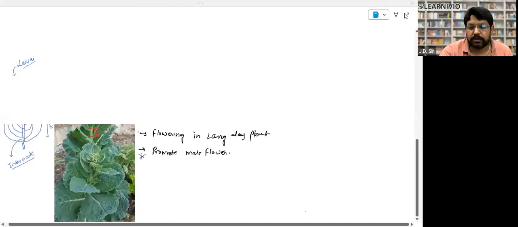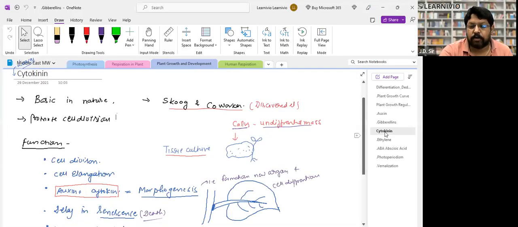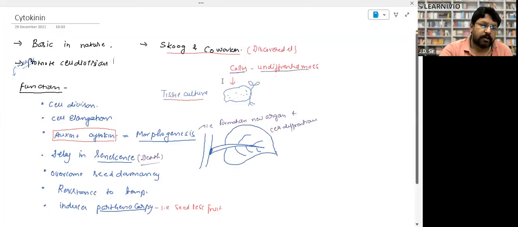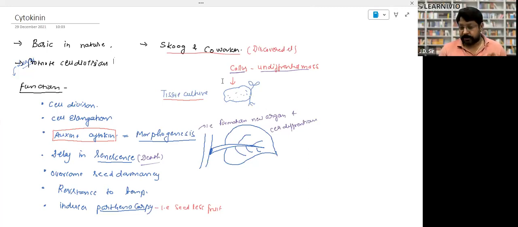Now the next hormone is cytokinin. As gibberellin was acidic, cytokinin is quite different from gibberellin. It is basic in nature. Auxin is responsible for increasing the length of the cell, but cytokinin is responsible for cell division. If you spray cytokinin, it will start cell division. Cytokinin was discovered by Skoog and his co-workers.